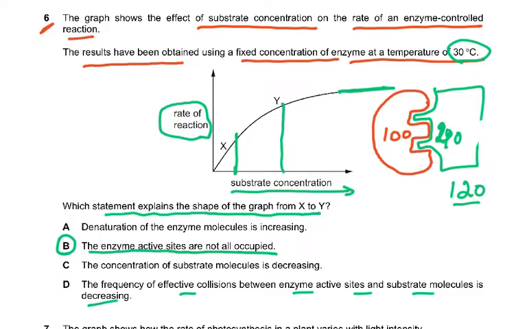Here the substrate was say 5, then 10, then 15, then 20, then 25, and a point will come and it will be 100 if there are 100 enzymes or 100 active sites. So please understand this question. This is a very, very important question of how we're going to interpret graphs and how we're going to understand graphs.